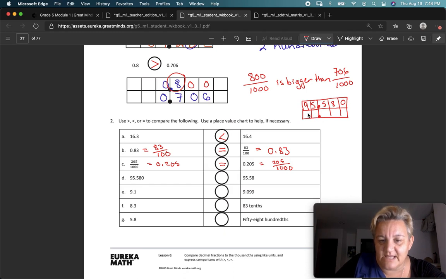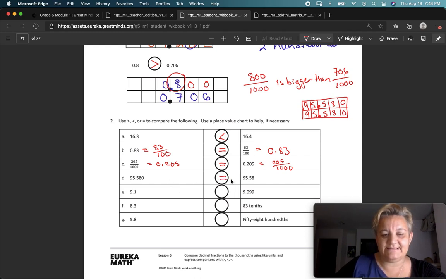580 thousandths. And the bottom one is 95 and 58 hundredths. Now let's compare. 9 and 9 is the same. 5 and 5 is the same. 5 and 5 is the same. 8 and 8 is the same. And 0 and nothing is still 0, is the same. So those two are actually the same.